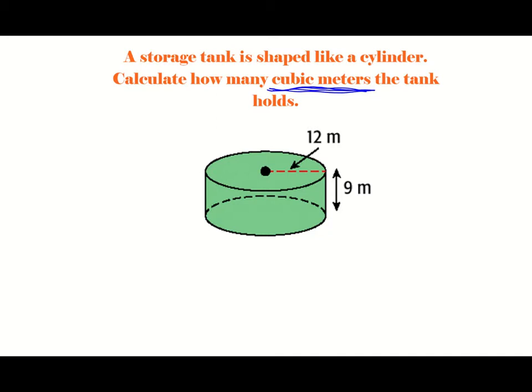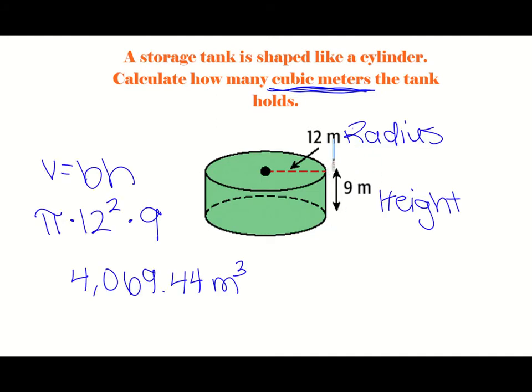All right, go ahead and compare your work to what I have here. You can see I said this is the radius, so 12 is the radius because it's halfway across the circle. 9 is my height, and then I plugged it into the formula. So pi times the radius, 12 squared. This is my pi r squared, the area of the circle, and then times my height. Multiply that all together, and I get 4,069.44, and then it is cubic meters.